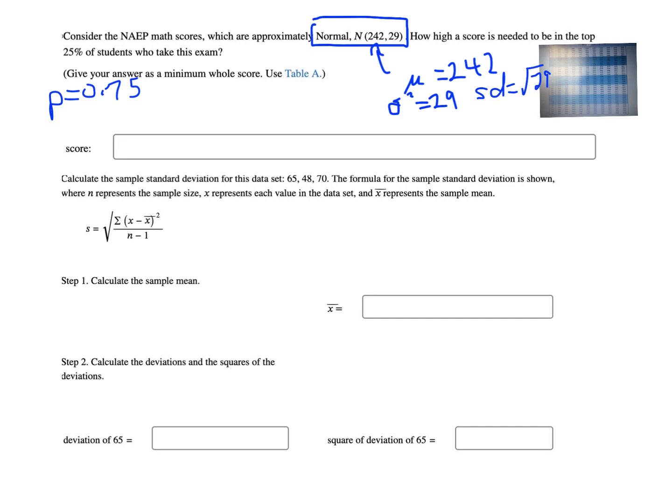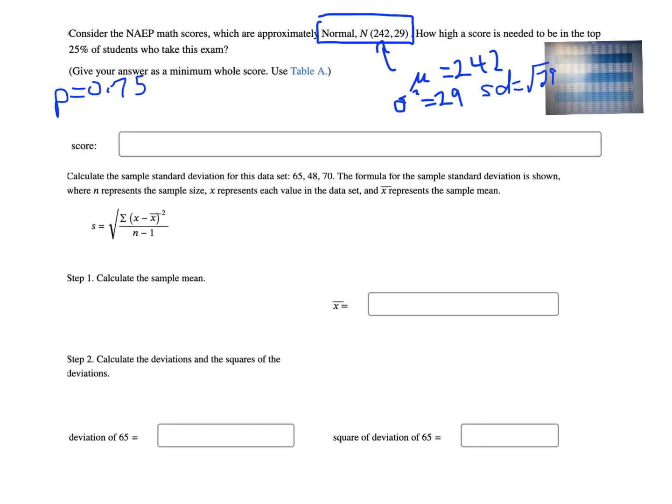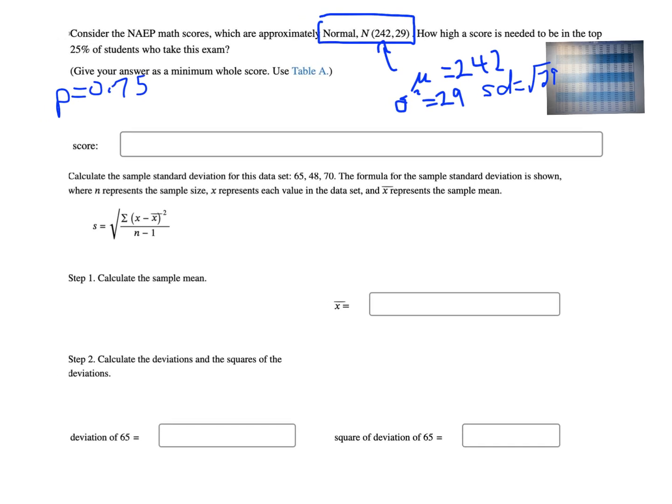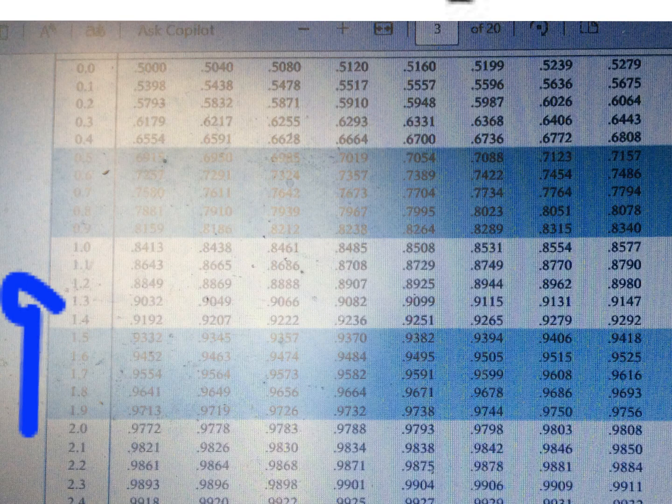So what we need to do now is go back to the chart. I'm just gonna bring the chart down here. Okay, so here's our z-score chart, same as what we used last year. And so we're going to be on the positive side, or the right-hand side of the mean, if we want the top 25%. And we just have to find the z-score that's as close to 0.7500 as we can get.